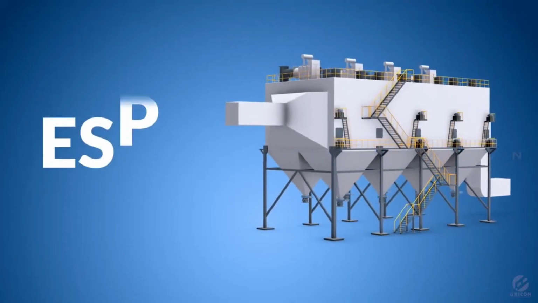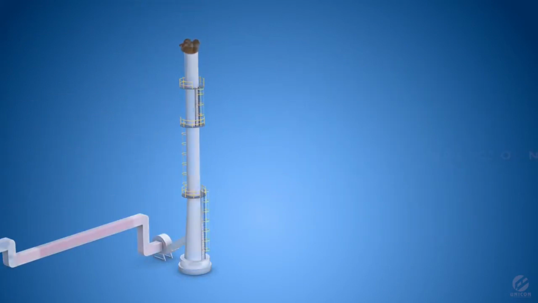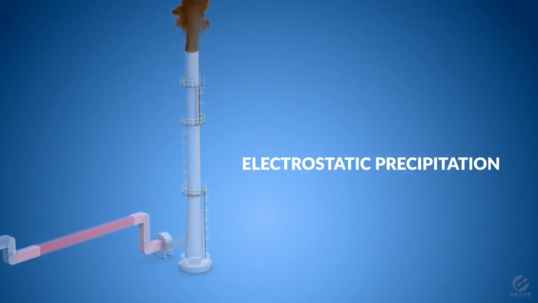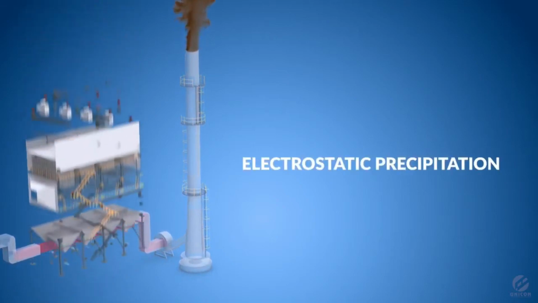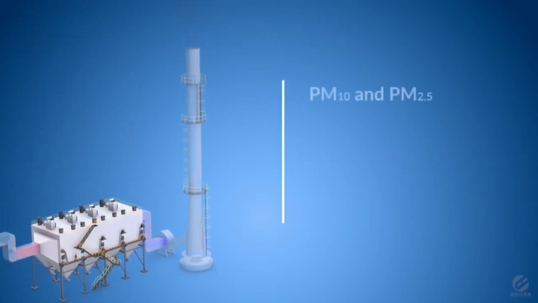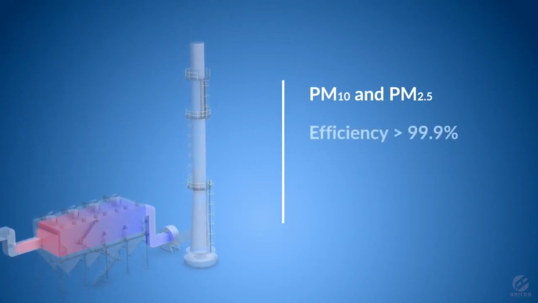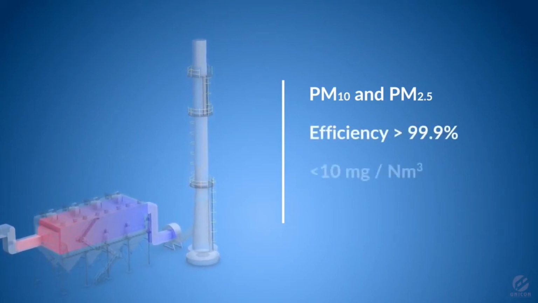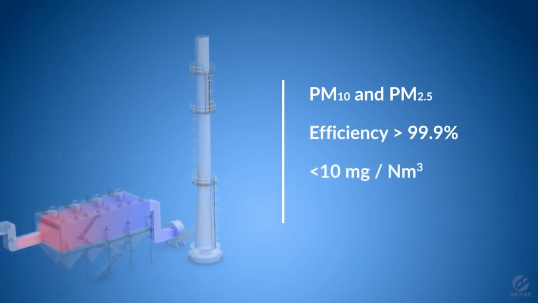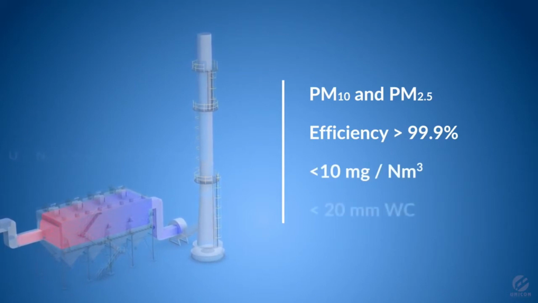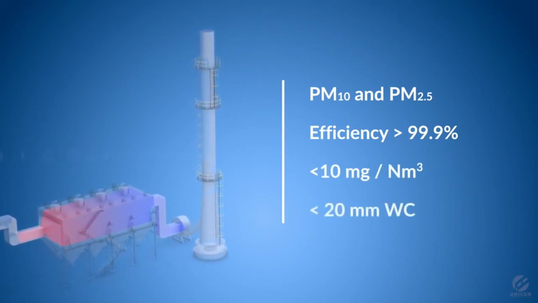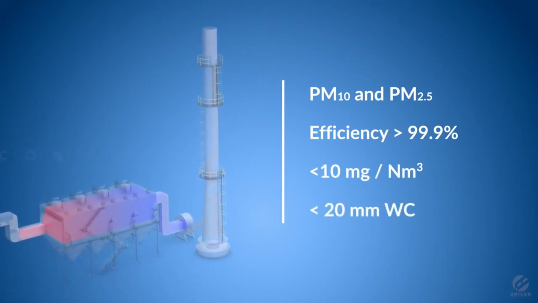ESP, electrostatic precipitator, is a very advanced air pollution equipment that works on the principle of electrostatic precipitation. It can capture even the finest of dusts. It has a very high efficiency, and it can achieve emission levels of less than 10 mg per nm cube. It has very low pressure drop of less than 20 mm water column.